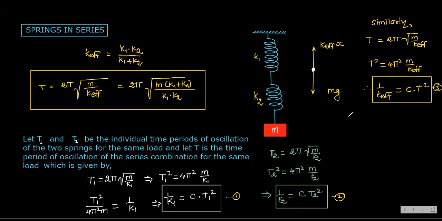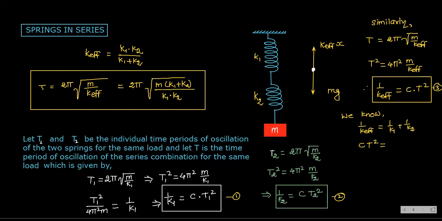Now we know in case of series combination, 1 by K effective is equal to 1 by K1 plus 1 by K2. 1 by K1 we have, yes. 1 by K2 we have, yes. 1 by K effective we have, yes.